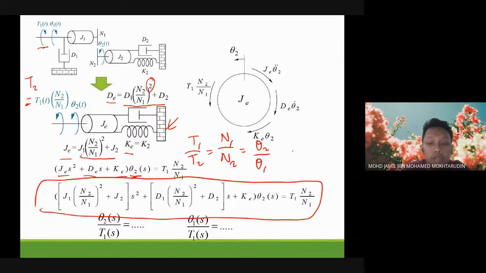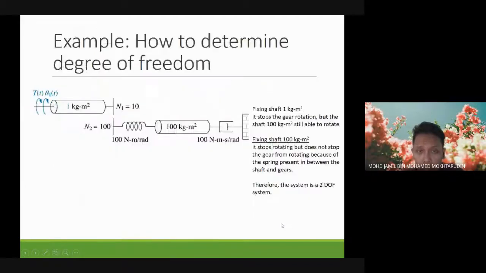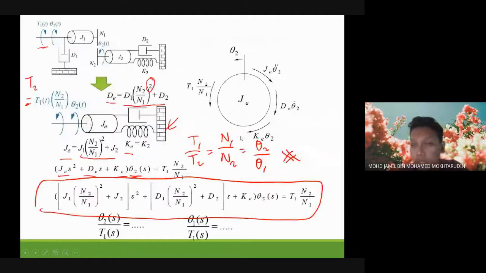So this formula is important, and also the impedance transfer formula. The impedance transfer only applies to the damper, the inertia J, and the spring K. And the gear ratio formula is only for the torque, number of teeth, and also the displacement. So don't confuse them. Okay, so this is about gearing.